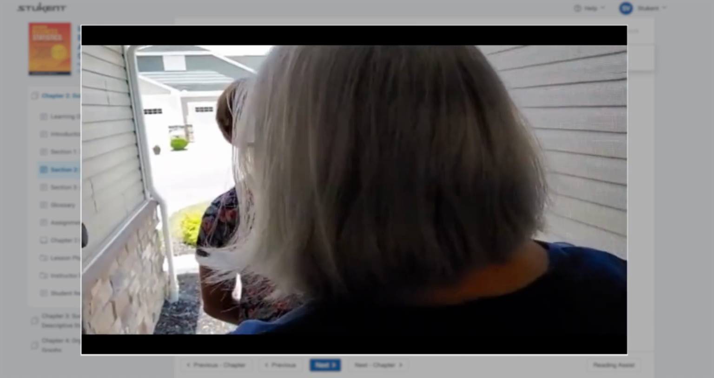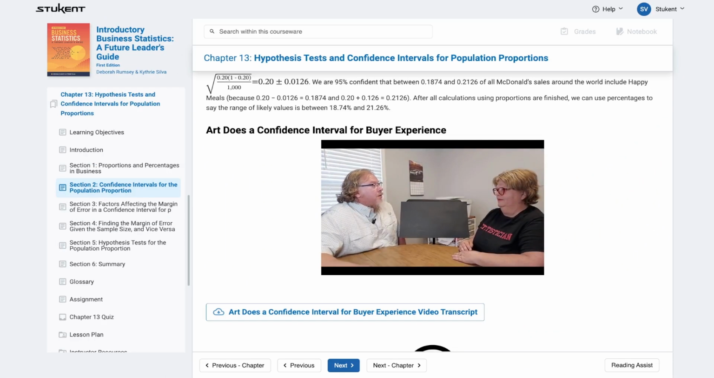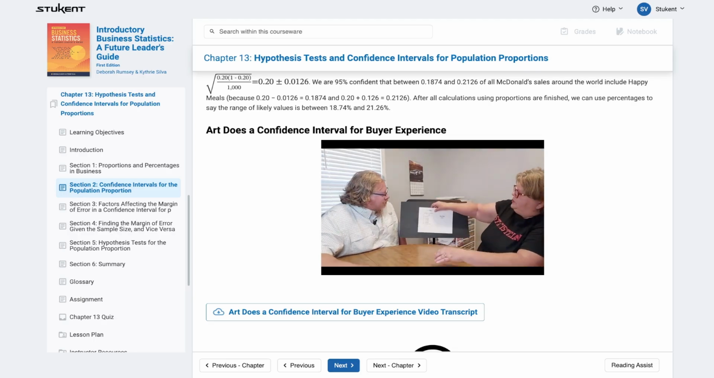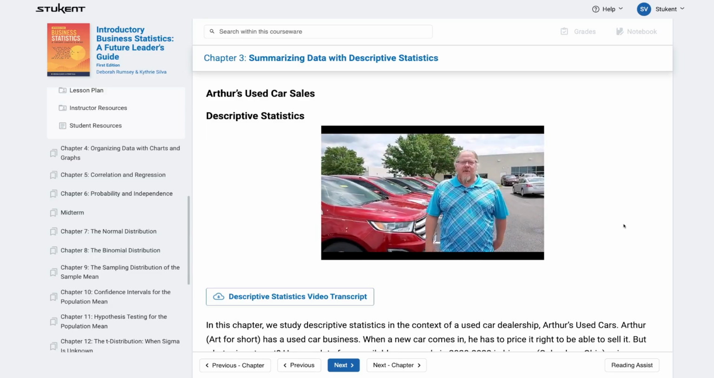but to really understand how they're going to answer business questions. Throughout the courseware, we follow Art's used car dealership. We follow him throughout the textbook. So he starts out not really knowing how to answer some of the questions in his used car lot, and so we have Deb acting as his statistician, and she helps him to understand, from the very beginning, how we set the foundation and the statistical concepts, and then we follow him throughout the book.